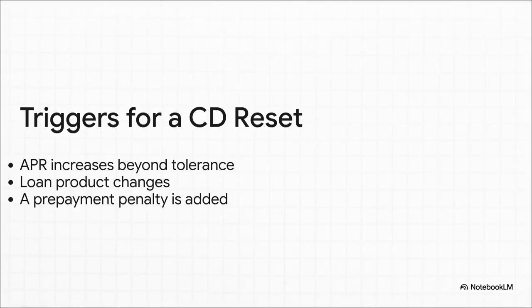Number 1, the APR, the annual percentage rate, goes up by more than the tolerance, which is usually 1/8%. Number 2, the loan product changes. Like you were getting a fixed rate and now it's an ARM. That's a big deal. And number 3, a prepayment penalty gets added to the loan out of nowhere. That's the list. APR, product, prepayment penalty. That's it. You know these 3, you've got this.